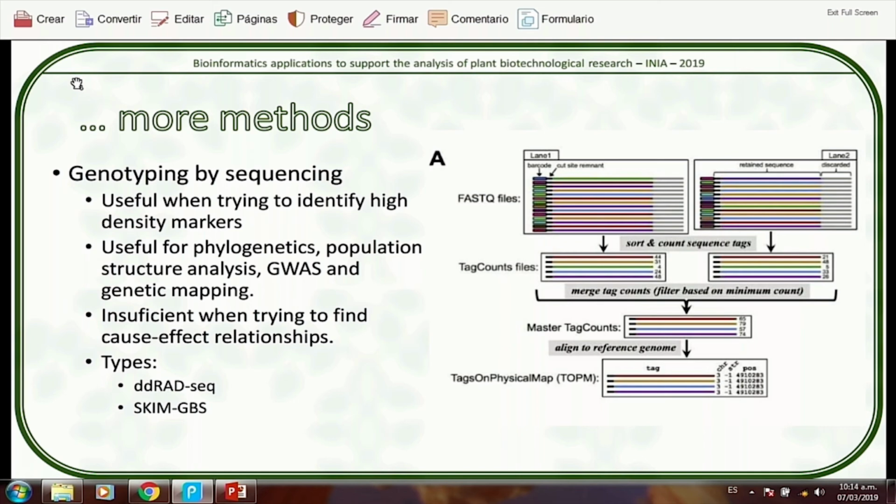The two main types are going to be ddRADseq, which is double-digest restriction-site associated sequencing, and skim-GBS. Skim-GBS is kind of like whole genome shotgun sequencing, but at a very low depth, aiming for between 2 and 10x coverage of your target genome, instead of aiming for 50 or 60x coverage. We can talk about that later as well.